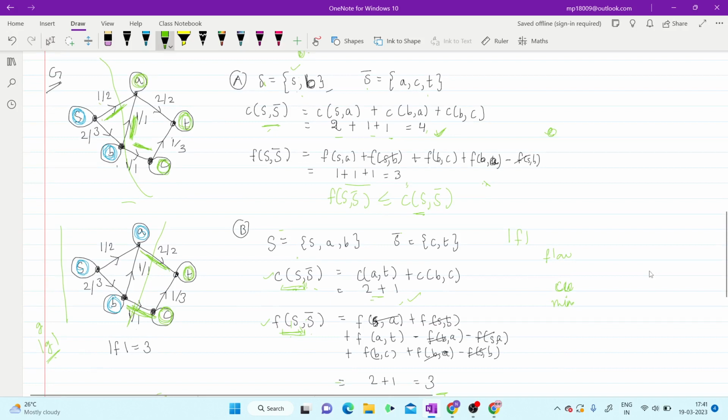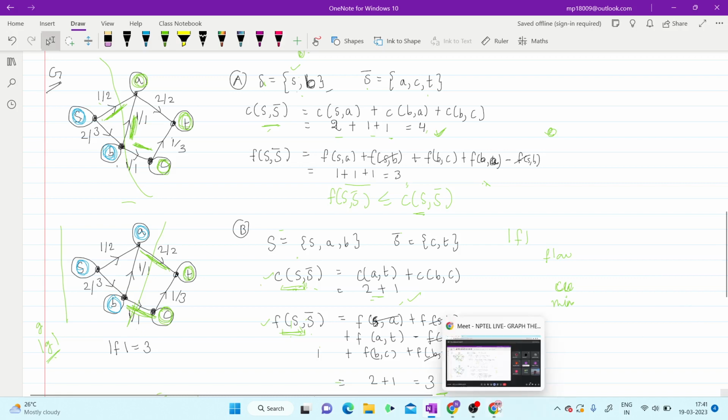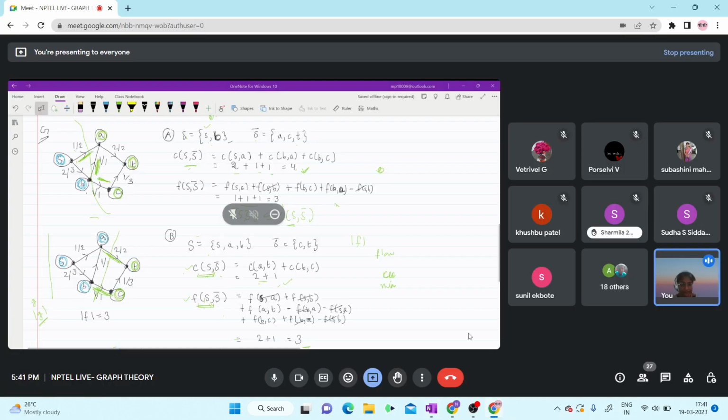Or you can try some random thing, but that is also random. Take some cut, try to find its capacity and its flow, and if they come out to be equal, like in this case where I just picked some random cut and they turned out to be equal, then I don't have to perform this algorithm. From lemma 3, I can directly conclude that this is the minimum cut and this is the maximum capacity. But this is a hit and trial method, so this is not really a method.